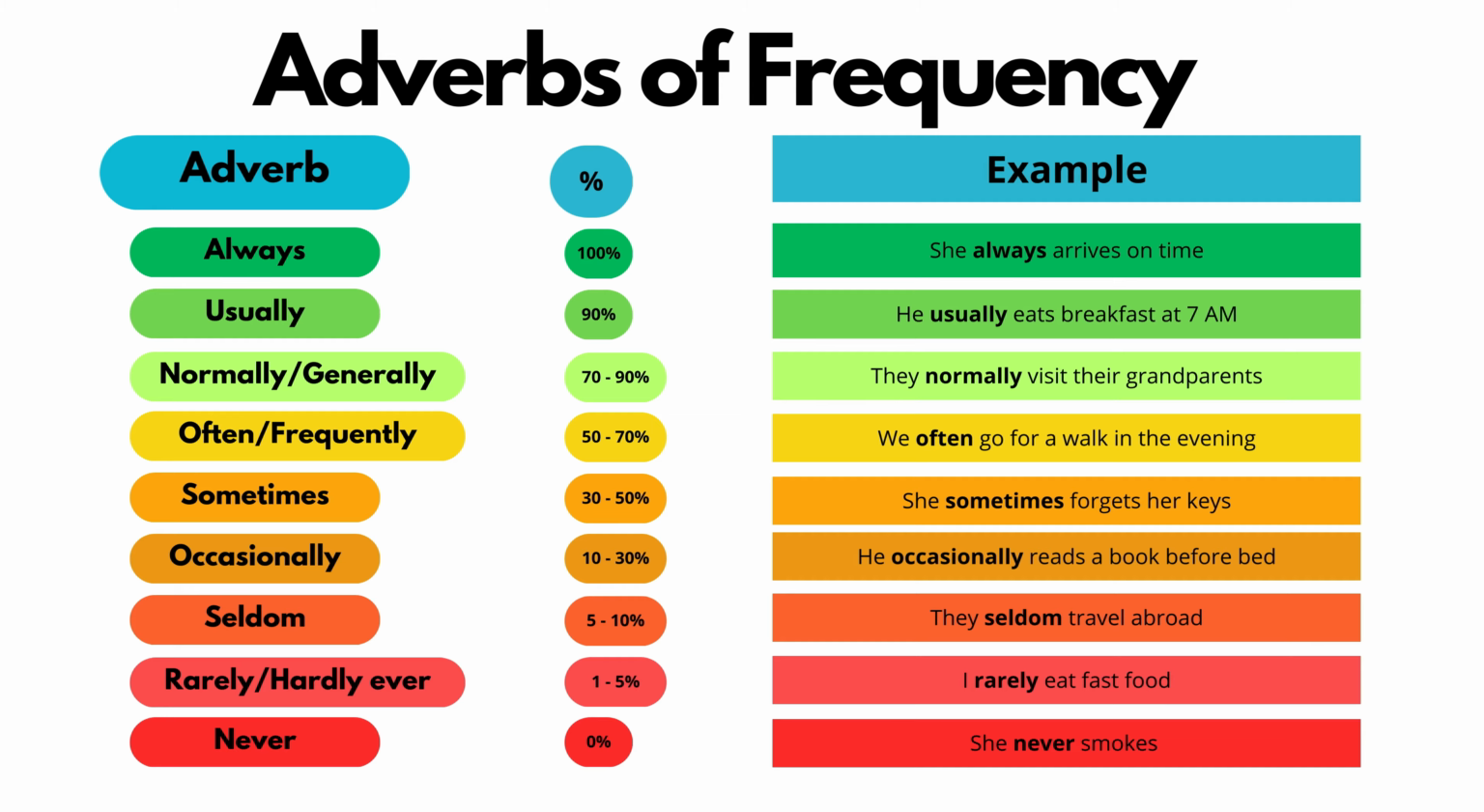Common adverbs of frequency. Always, 100% of the time. Example, she always arrives on time. Usually, around 90% of the time. Example, he usually eats breakfast at 7 a.m. Normally, generally, around 70 to 90% of the time. Example, they normally visit their grandparents.